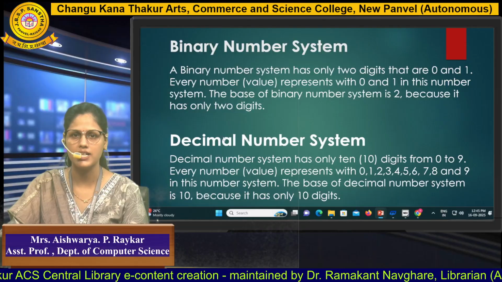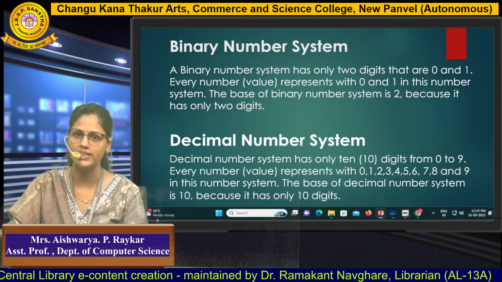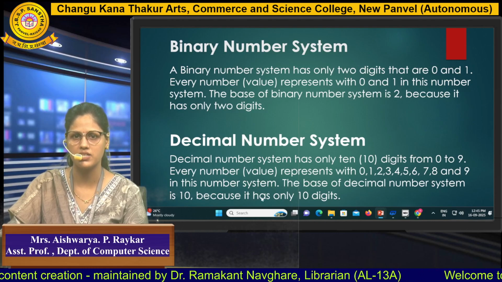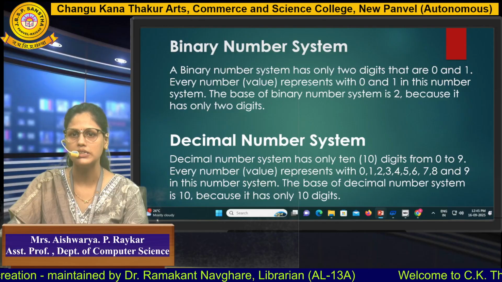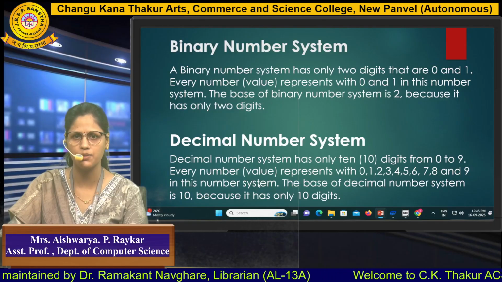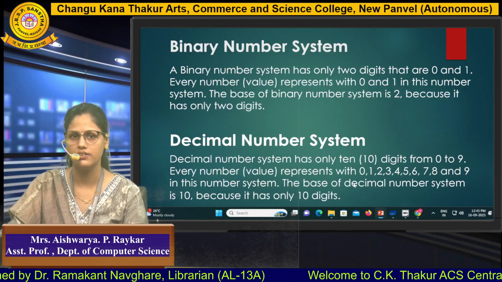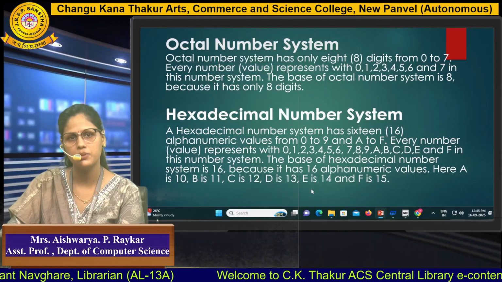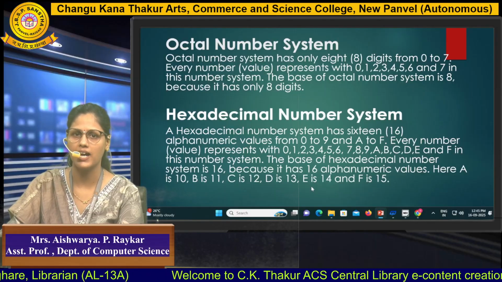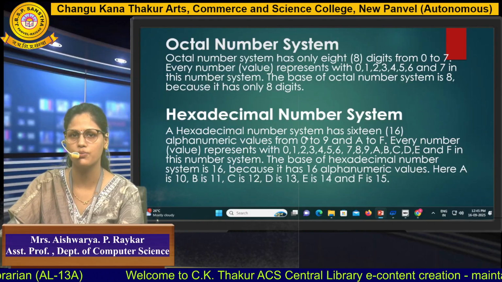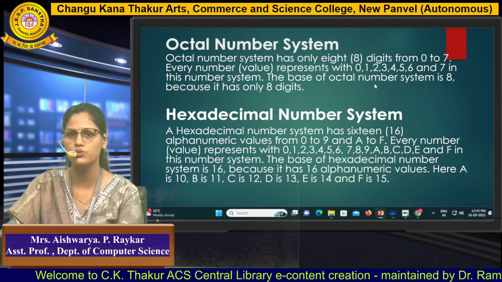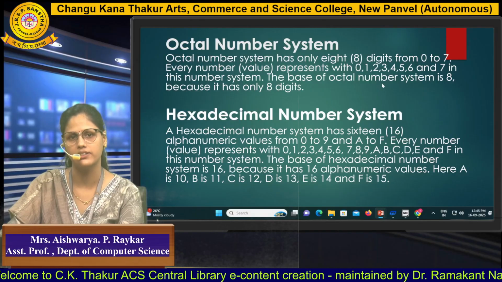Then the decimal number system. Decimal has only 10 digits, that is from 0 to 9. Every number is represented within 0 to 9 and it has a base of 10 as it has only 10 digits. Then the octal number system, as the name indicates, it has 8 digits that range from 0 to 7, and it has a base of 8.